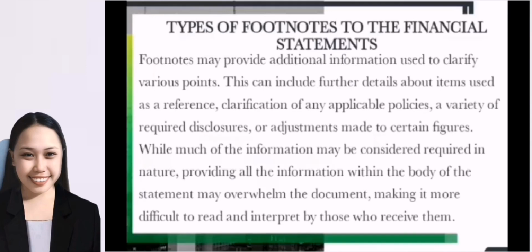So there are several types of footnotes that can be found in the financial statements. One common type is the accounting policy footnote, which provides information about the specific accounting methods and principles used by the company. Another type is the contingent liabilities footnote, which discloses potential liabilities that may arise in the future. Additionally, there are footnotes for related party transactions, leases, and significant events or transactions that occurred during the reporting period.